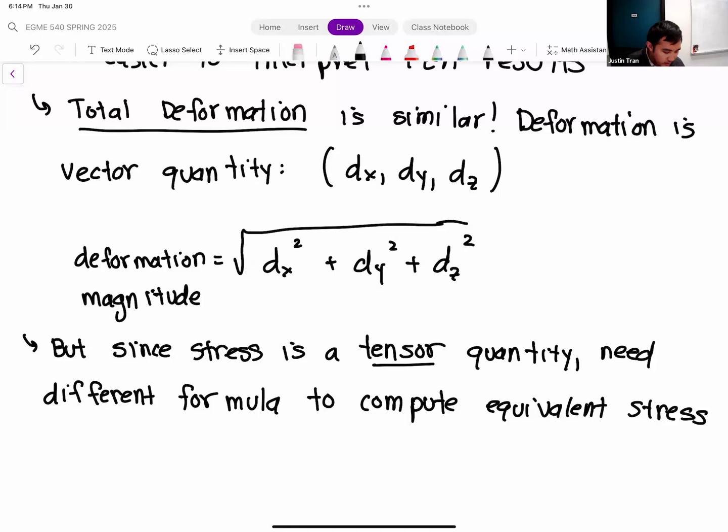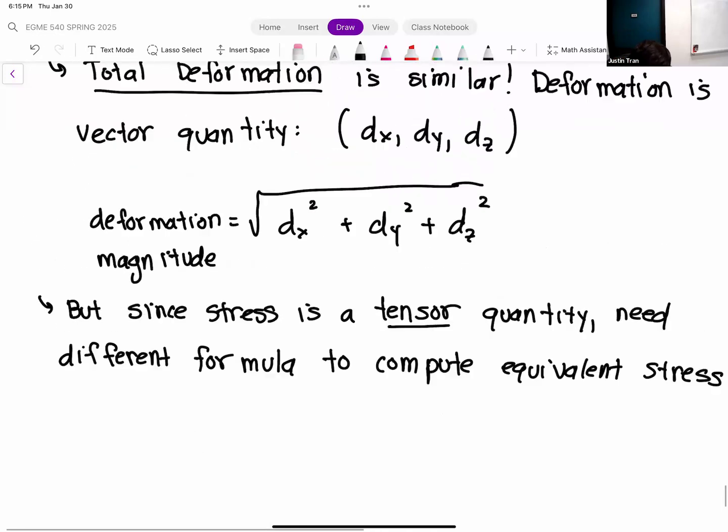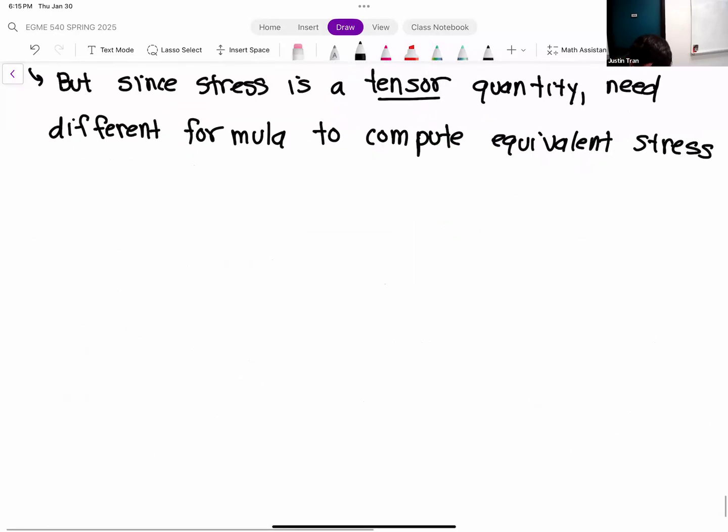And I always forget the formula. So actually, let me look it up. I don't have it in my notes. Von Mises stress. Wikipedia. Here it is. Okay, so the von Mises stress. Not that you would ever need this formula, at least not in this class, but it's good to know just in general.